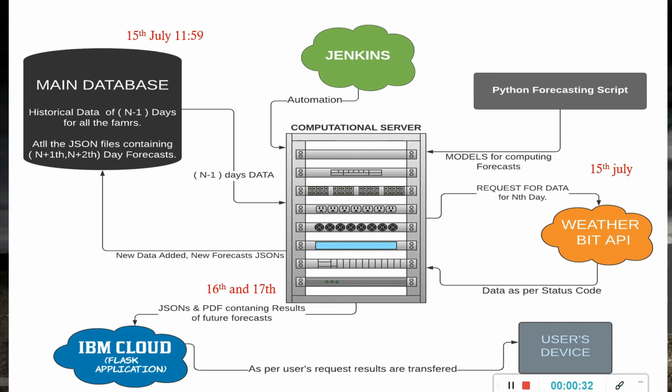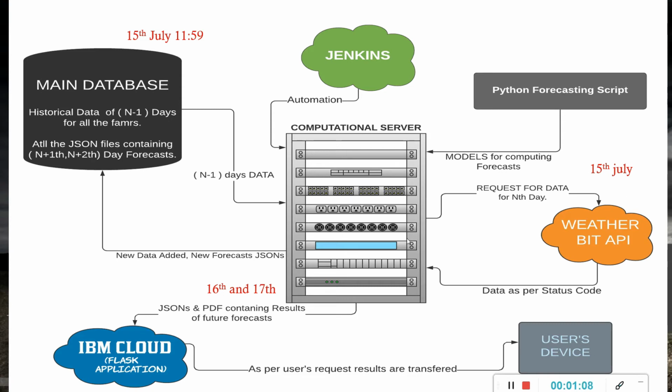So at the moment when the clock hits 12 in the midnight, this application starts running. Jenkins, which automates the whole process, runs first, and it calls the Python forecasting script. The script then asks for the data of n minus 1 days. That's typically 16th July on the clock because midnight has happened. So the data comes into the script, and it is still up to 14th July 11:59. Then the Python script makes a call to the WeatherBit API and gets the data of the previous day, that is the 15th July.